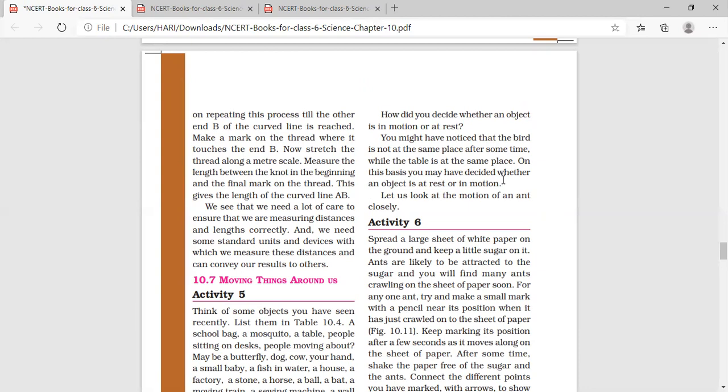An object is said to be in motion if its position changes with the time in relation to a stationary object. This also we are going to see with an activity.